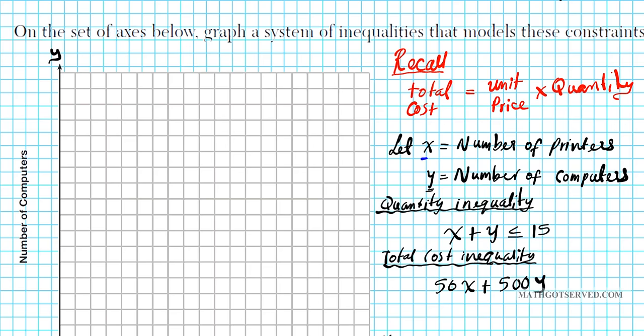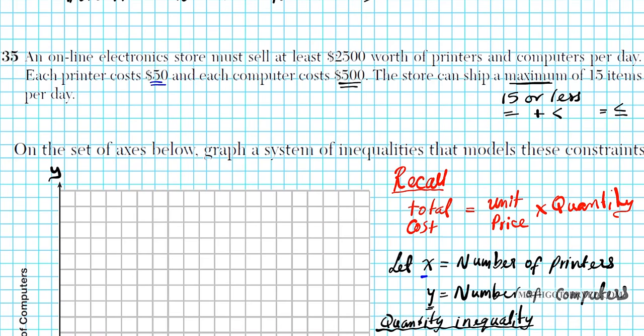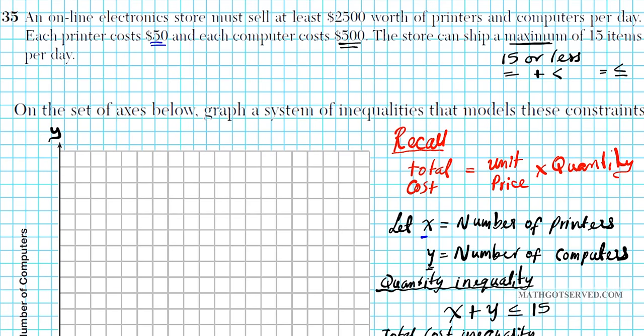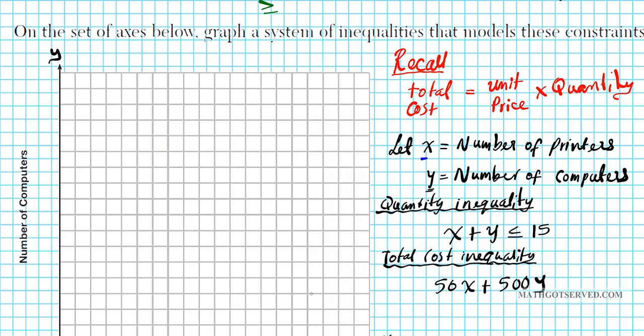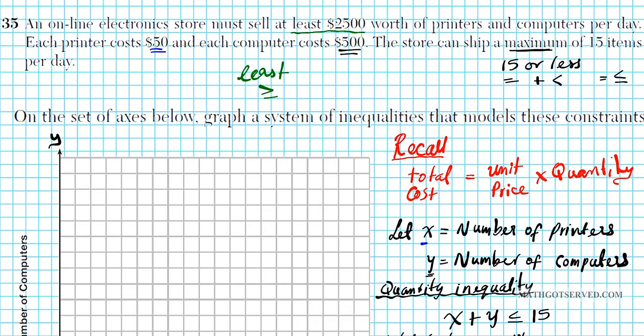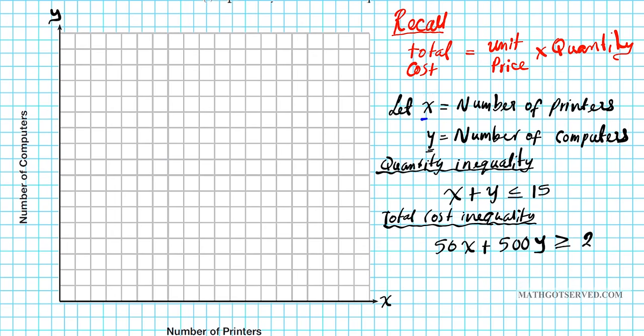So what is the inequality we're looking at here? It says at least. What does least mean? At least 2500. Least means it cannot go below. It's like a floor. At least means greater than or equal to. So 50x plus 500y has to be greater than or equal to 2500. So those are the two linear inequalities we are going to be graphing to show our feasible region, and then we'll shade the solution.